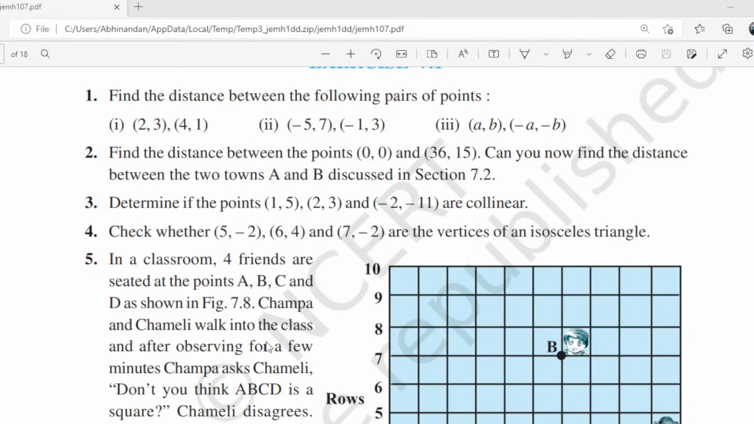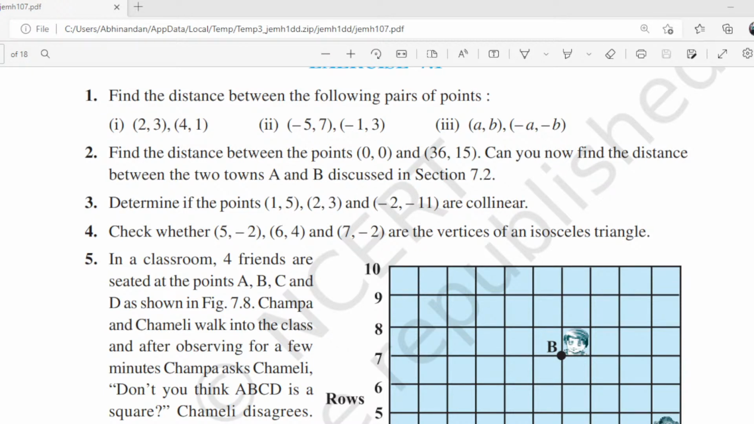So here, what is the question? First read the question. I'm going to show you question number 3. If you don't have the book, you can use this. Read the question here. Determine if the points 1, 5, 2, 3 and minus 2, minus 11 are collinear. Right?